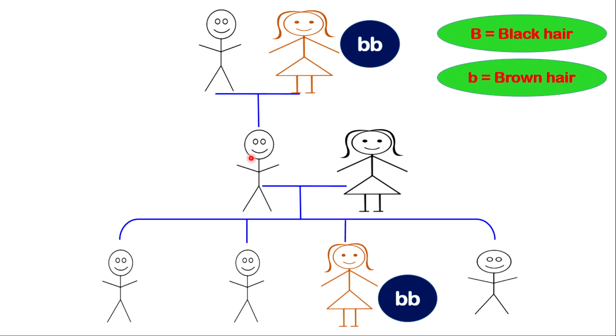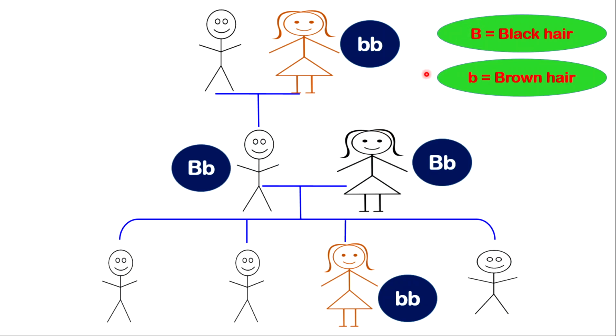Now, for 2 black to have a brown hair child, it therefore means both of them must have at least one of the lowercase b's. So one lowercase b will come from the mother, one lowercase b will come from the father. So both of them must contain at least a lowercase b. But notice that they are black. Therefore it means now that these black hair parents must contain uppercase B's as well. So we can be sure about those 2. They must be heterozygous, because the only way they could produce this child is if both of them contain the lowercase b.